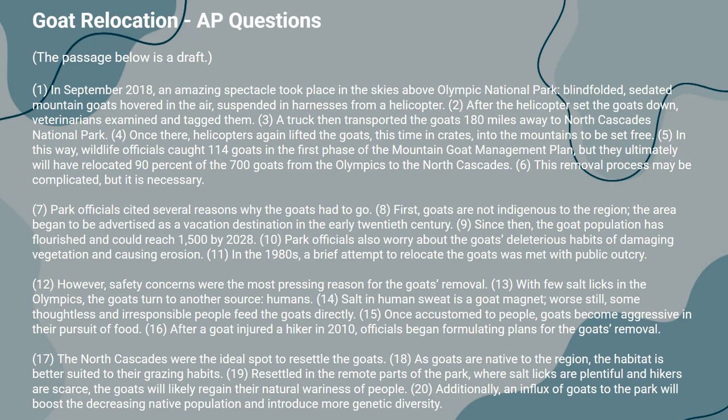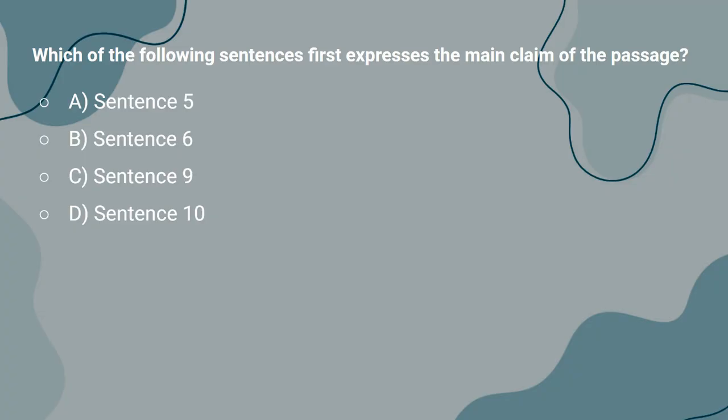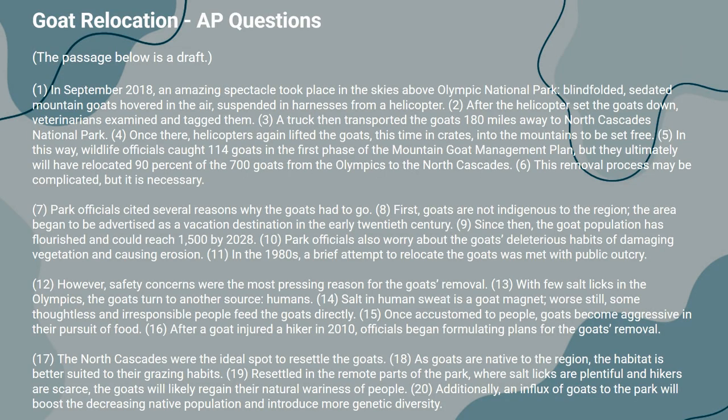Is that really the claim? No. 6, this removal process may be complicated, but it is necessary. 6 is the claim. I know that right now. What are the other sentences? 9 and 10. Since then, the goat population has flourished. That's not really a claim. Plus, it's in the second paragraph. You can pretty much already rule out 9 and 10. You should still read it, but the answer is 6.